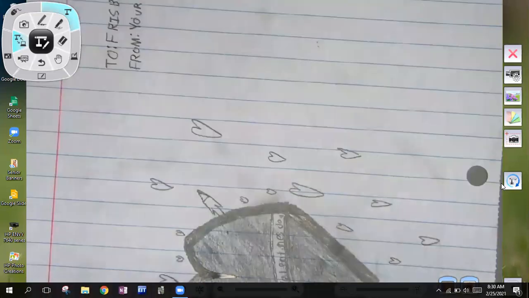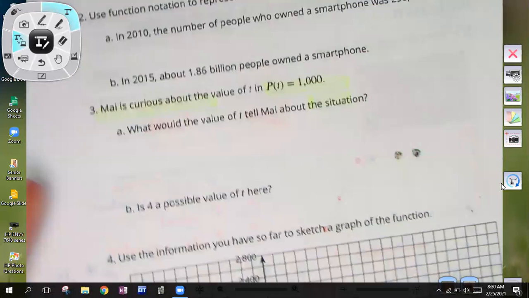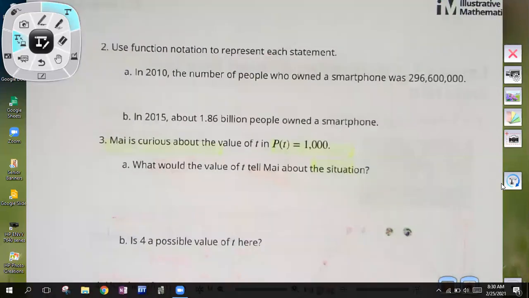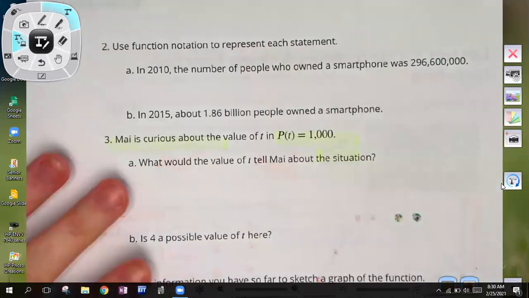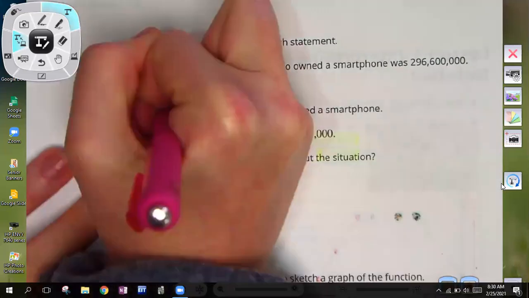Next, number 2. Now we're going to take these situations that are already in sentence form and write them in function notation. In order to write it in function notation, you need 3 things. What are those 3 things? The input, the output, and the name. Okay, so we can go ahead and write the name. What's the name of this function? P. Okay, so we can go ahead and start there.